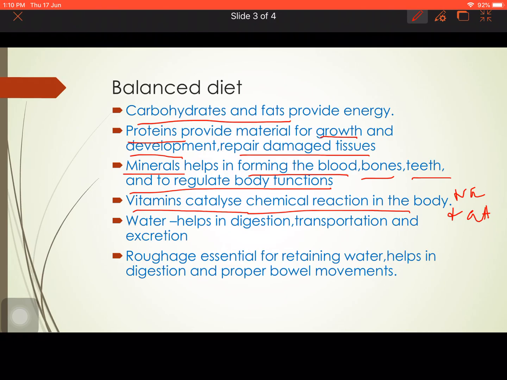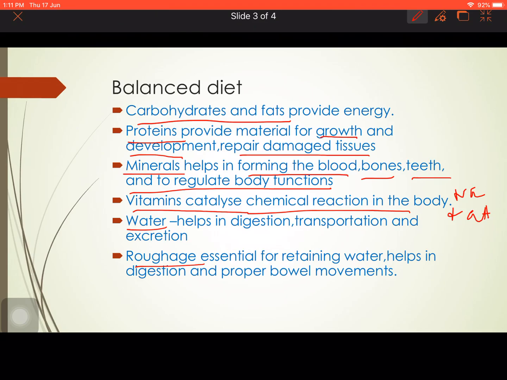It is clear. Now comes the last one, roughage, which we don't consider an important part of our diet, so we forget to include it. In the previous part I have already discussed roughage. It is the plant food we take, which contains cellulose. It is the cellulose part of plant fibers which is not digestible in our stomach and gets excreted as bulk, and that is the roughage. What is it helping us with? It is essential for retaining water, helps in proper digestion and helps in proper bowel movements.